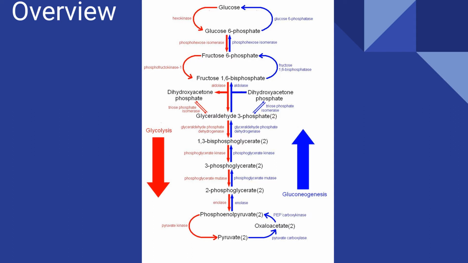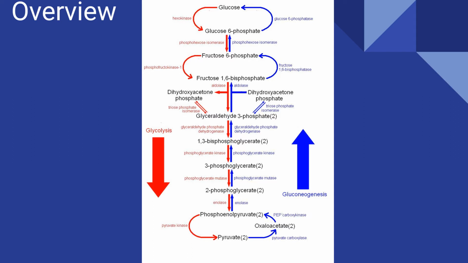Overview of gluconeogenesis. This is an anabolic pathway, which is the synthesis of glucose from non-carbohydrate sources. It is the basic reversal of glycolysis with three exceptions. The first one being pyruvate kinase is replaced by pyruvate carboxylase and phosphoenolpyruvate carboxykinase, also known as PepCK. PFK1 is replaced by fructose 1,6-bisphosphatase, and hexokinase is replaced by glucose 6-phosphatase.